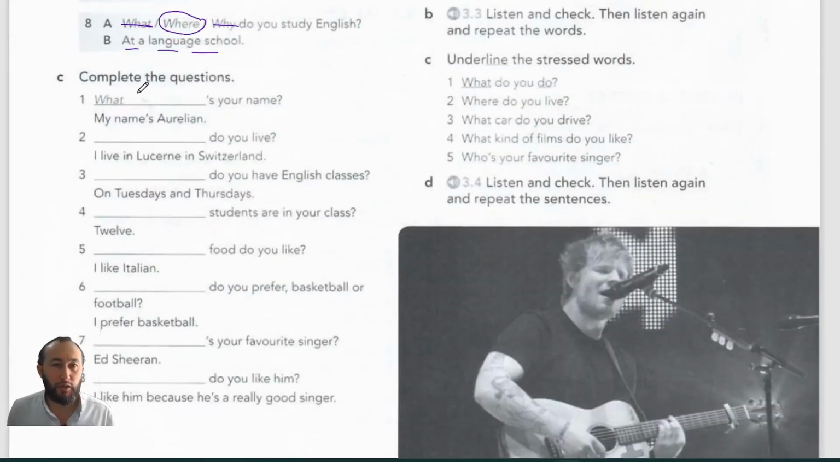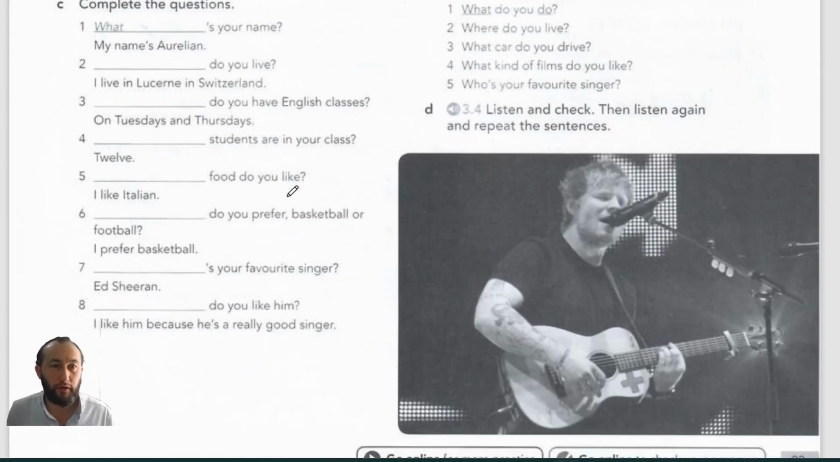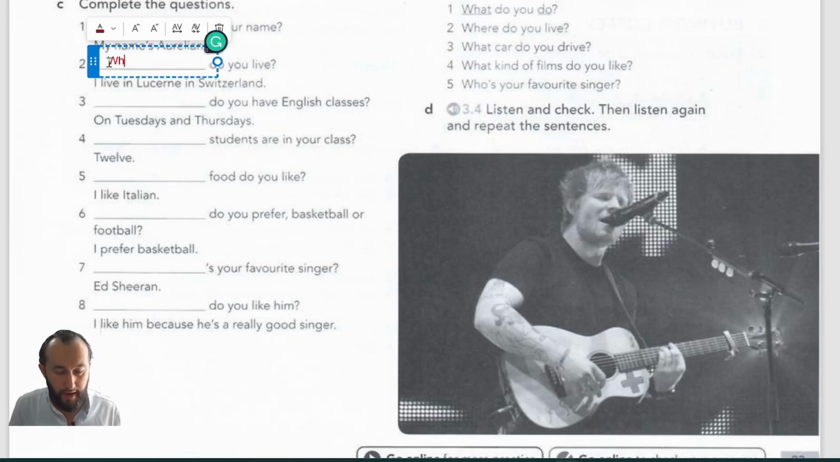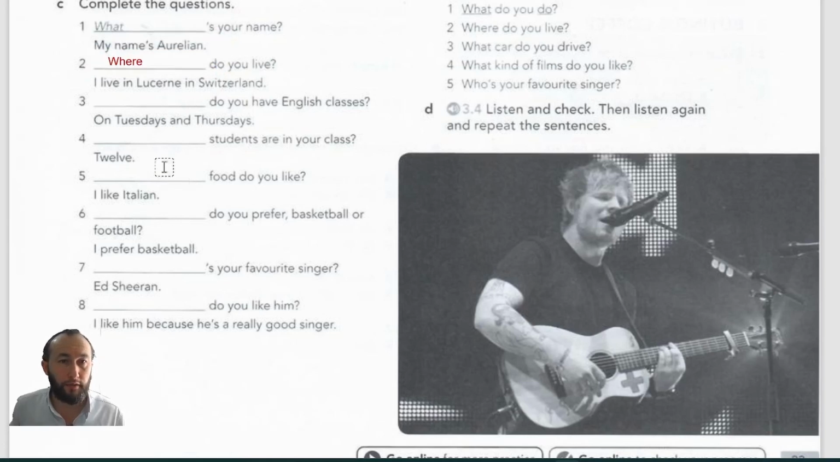Exercise C, complete the questions. Okay, we're going to do that. What is your name? The first one is, what is your name? My name is Aurelian. So here we've got the answer. Looking at the answer, we need to make the question, guys. So I live in Lucerne in Switzerland. So in Lucerne, in Switzerland, that's about place. So the question word for place is where. So where do you live? Right, guys? Where do you live?